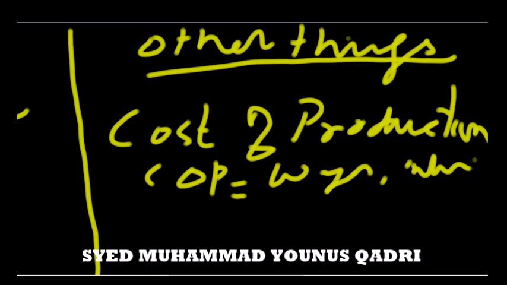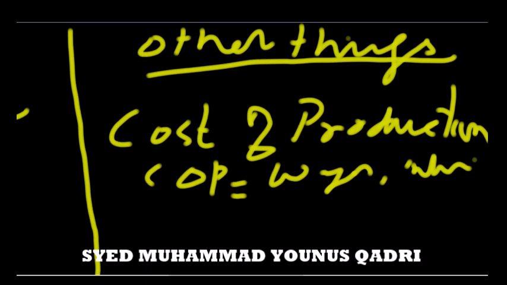So if these other things are kept constant, then supply is positively related to the price. These other things are the cost of production, which includes wages, interest, the cost of raw material, taxes, advertisement cost, and so on. These other things remain constant. Then supply has a positive relationship with the price.